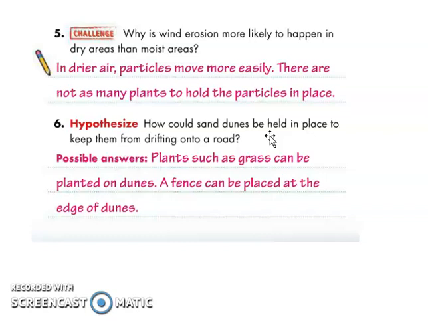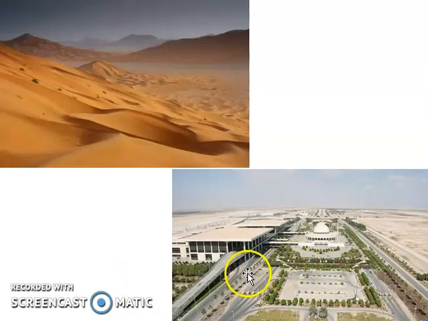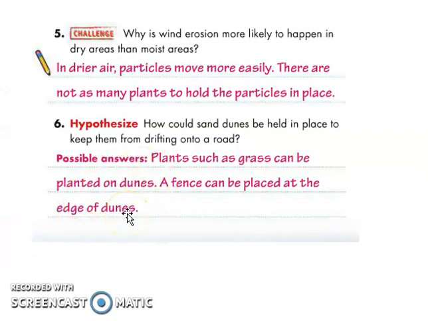Number 6. How could sand dunes be held in a place to keep them from drifting onto a road? By planting grass or by planting shrubs. As I mentioned, in this part, the street people employed by the government started to plant trees and grasses here so that the sand cannot go into the street, because that can cause an accident. That is the point here in number 6.